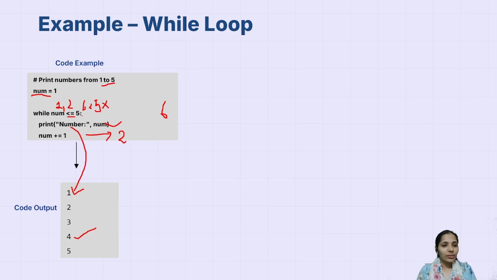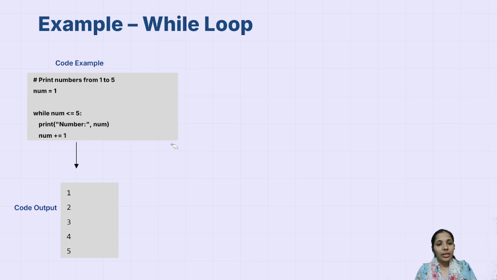So when 6 is not less than or equal to 5, the condition is not satisfied, and as a result the loop will come out and stop the execution. This is how a while loop works. Unless and until the condition is satisfied, it will print the first five numbers. Once the condition does not satisfy, the loop will stop running. Let's demonstrate this in our platform IDE, that is Thonny.